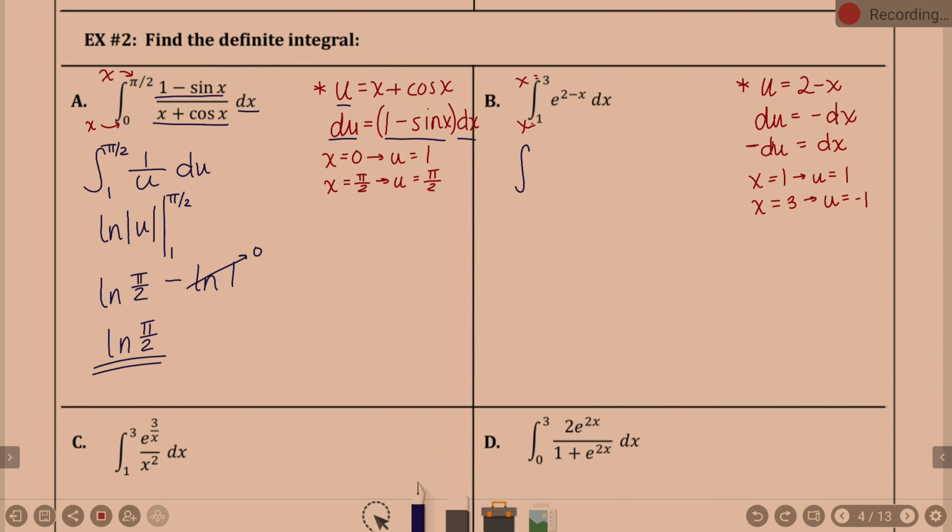Set this up. So 2 minus x is going to become u. So we have e to the u. dx is going to become negative du. Negative is like a constant, so I like to put it out front. It was x equals 1 to 3.